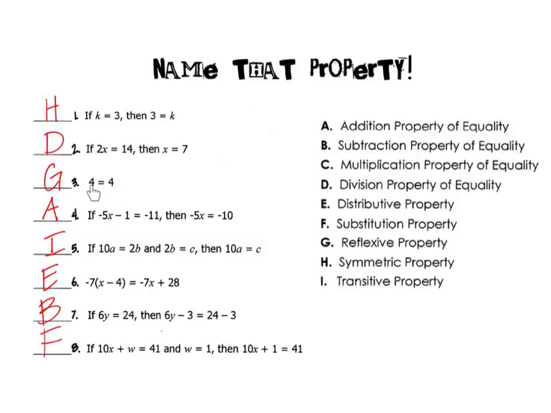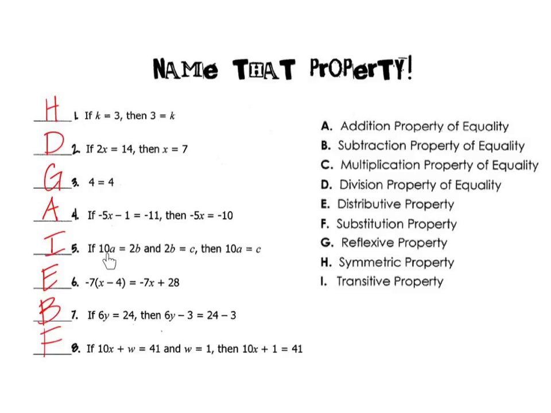Imagine 4 is looking at itself in the mirror. It equals the same thing. It's looking at its reflection. Number 4, if negative 5x minus 1 equals negative 11, then negative 5x equals negative 10. How did we go from here to here? What we did is we added 1 to both sides of the equation. So because we're adding the same value to both sides of the equation, that would be addition property of equality.